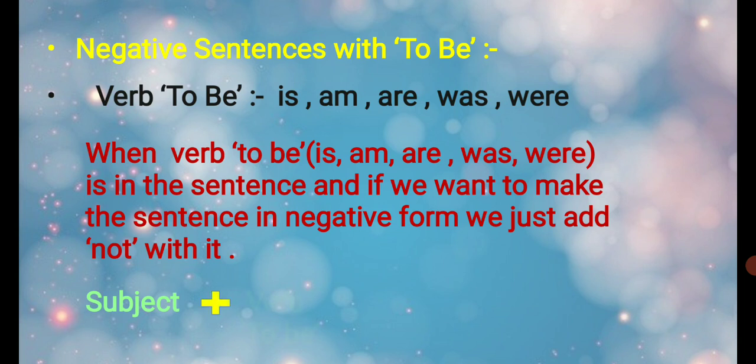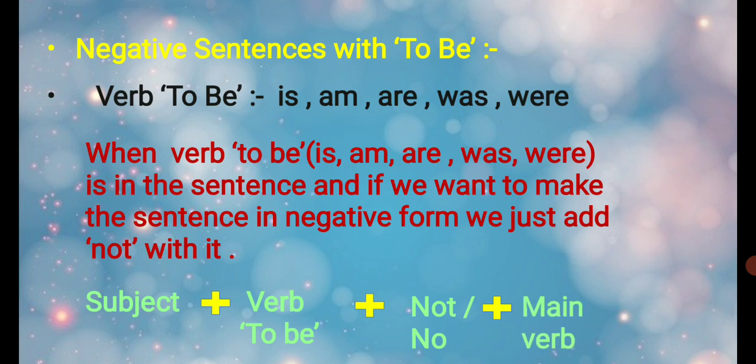Subject, verb to be. Verb to be means is, am, are, was, were, anyone else, right? Then not or no. Here we use not with the verb to be. Then main verb and then object. So this is the formation of verb to be to make a sentence in a negative form. So let's see the example. According to the example, we will understand the actual pattern of the verb to be.